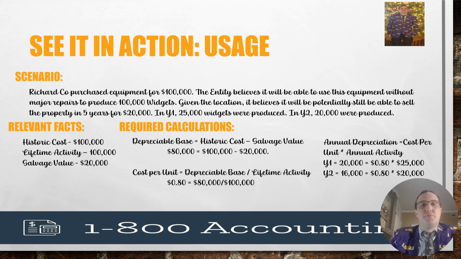We're going to go back to using depreciable base since we know we only want to depreciate 80,000. We're going to make sure we only depreciate that 80,000 over the 100,000 units, which calculates to 80 cents a unit. In year 1, we had 25,000 widgets, and so we multiplied that by 80 cents, and we got 20,000. So we will record depreciation expense of 20,000. We're going to record 20,000 times 80 cents to get you 16,000 in year 2. Okay, and you can see we're going to continue with that.